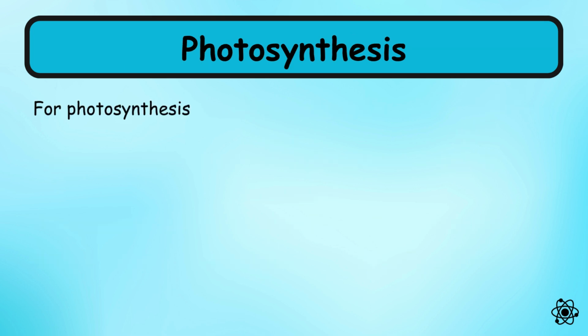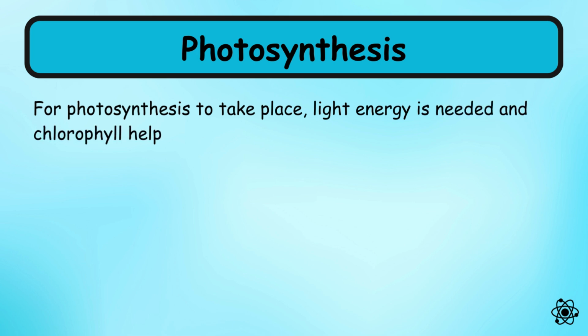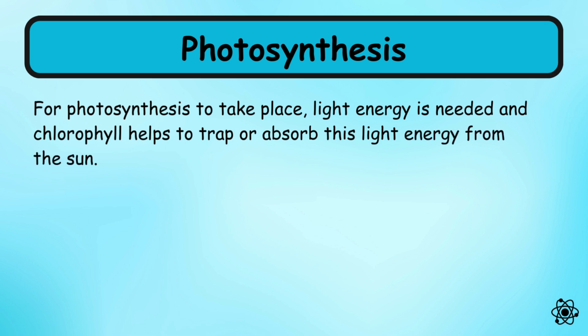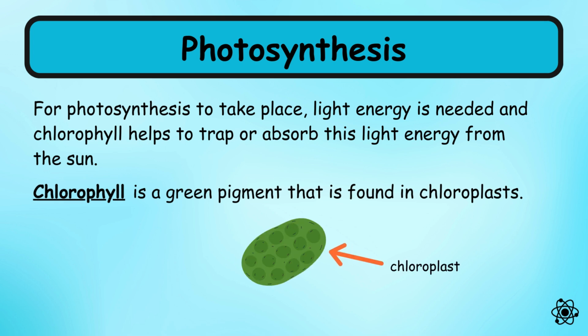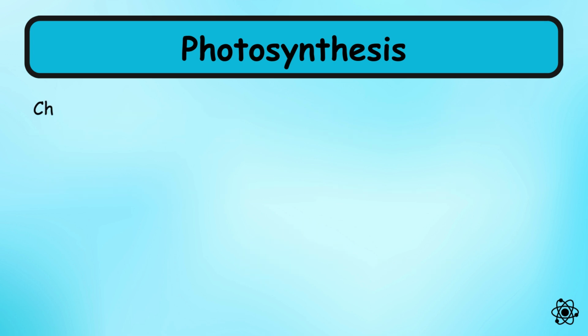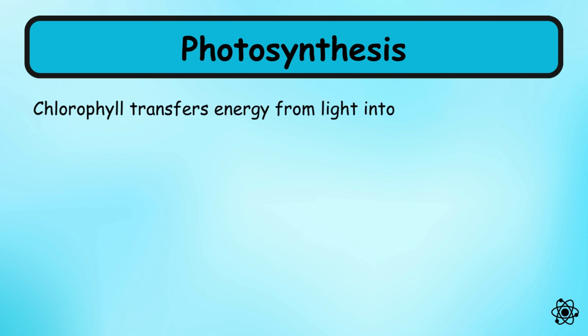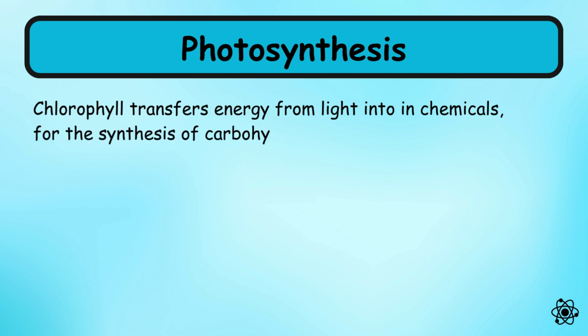For photosynthesis to take place, light energy is needed, and chlorophyll helps to trap or absorb this light energy from the sun. Chlorophyll is a green pigment that is found in chloroplasts, which are present in a plant cell. Chlorophyll transfers energy from light into energy in the chemicals for the synthesis of carbohydrates.